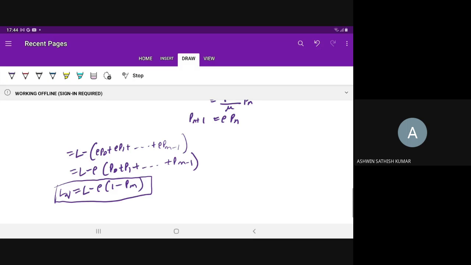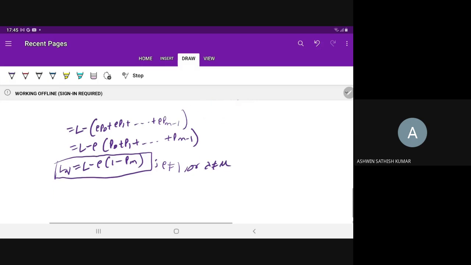So from here we can say that it is of the finite capacity model, because in this we have the variable m. So this formula generally we use. Our formula is also right, but in general we use this formula. So this formula is true when rho is not equal to 1 or lambda is not equal to mu.